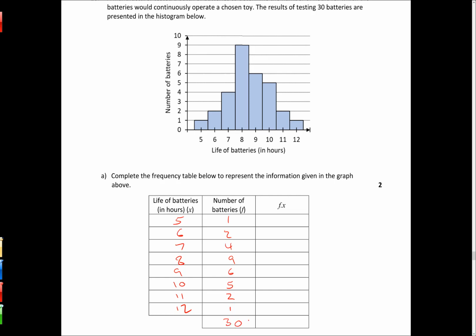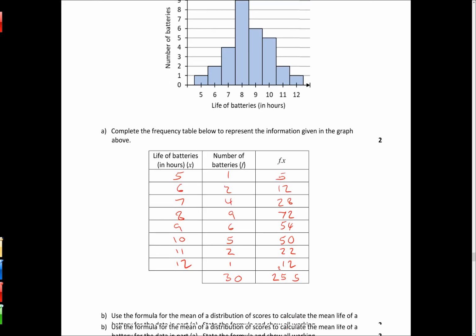And let's do the FX column. Okay, I've got one lot of 5 hours, which is 5, 2 6s is 12, 4 7s is 28, 9 8s is 72, 6 9s 54, 5 10s, 2 11s and 1 12. Now let's add them up. 4, 8, 10, 25, 2, 3, 4, 5, 10, 22, 24, 25.